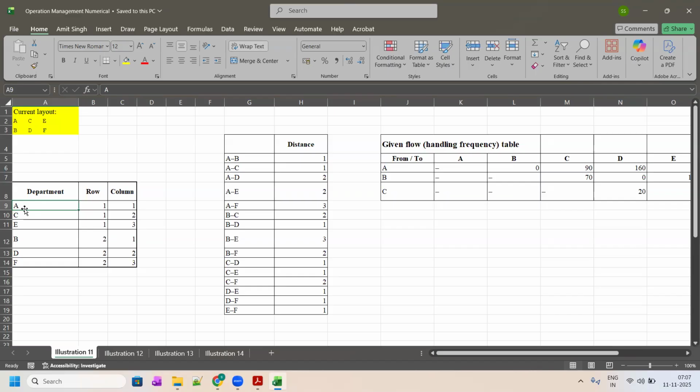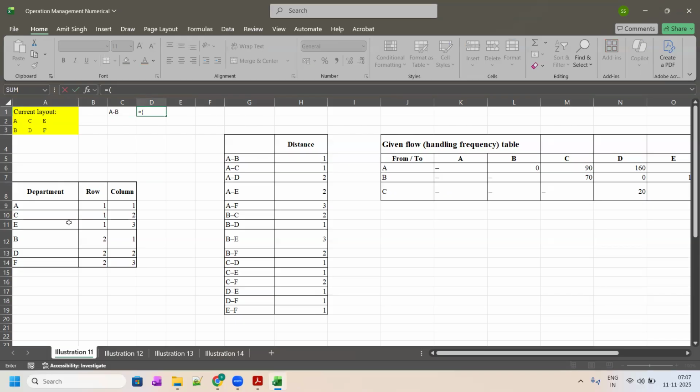Based upon their layout, we can assign a row number and column number to them, and then we can calculate the distance, like from A to B. The distance would be 1. How is the distance 1 from A to B? If I ask you from A to B, we'll calculate the distance.